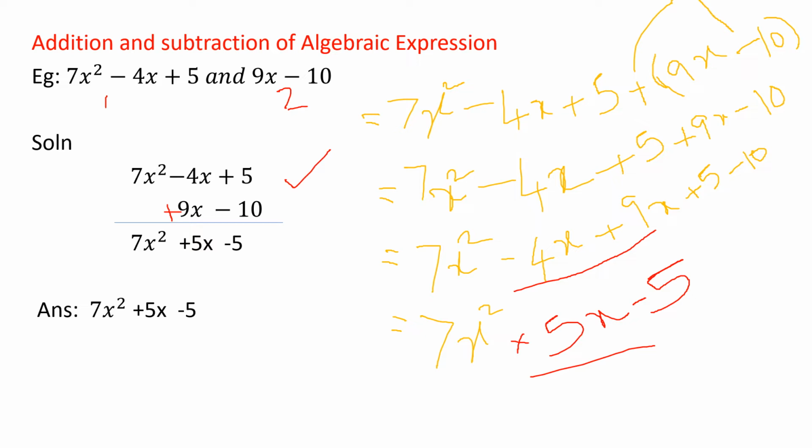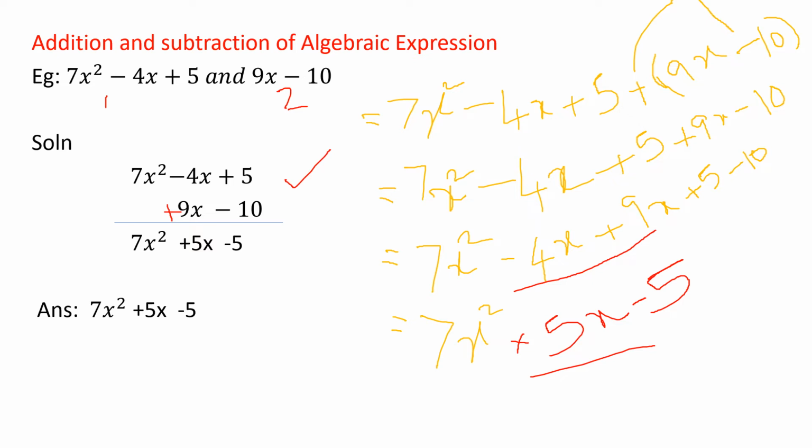7 minus 0, 7x square. Okay. So here when you write down the terms, you have to write the like terms together. So no x square term, so we'll leave it. We will not write 9x here because this is x square term. This is x term. So we'll write the like terms below.